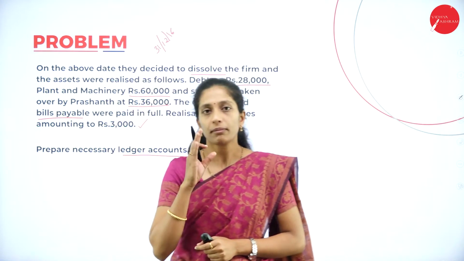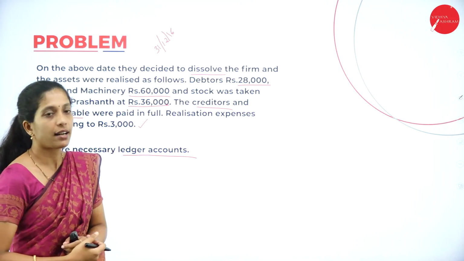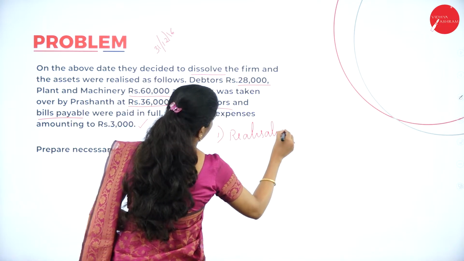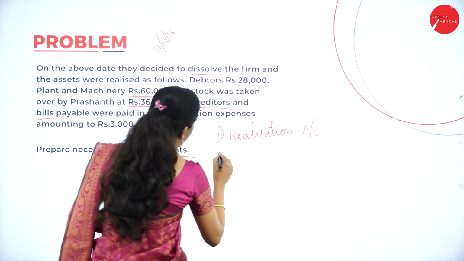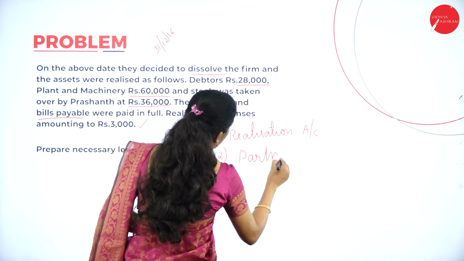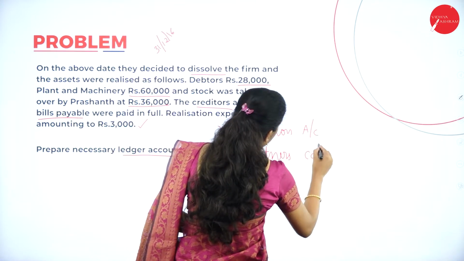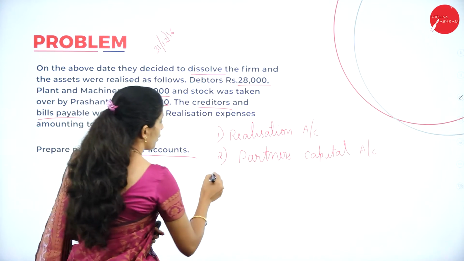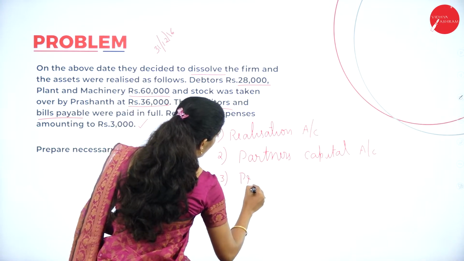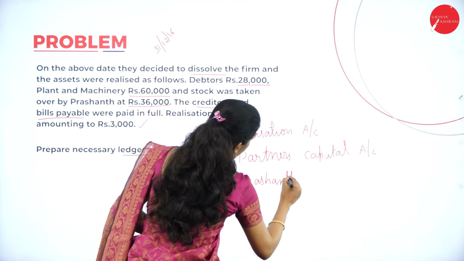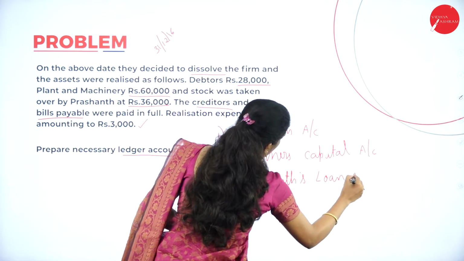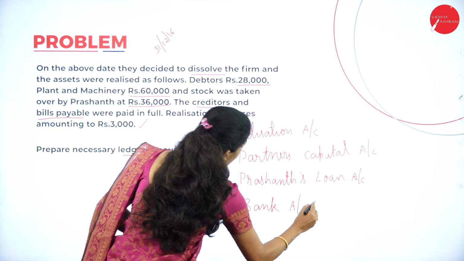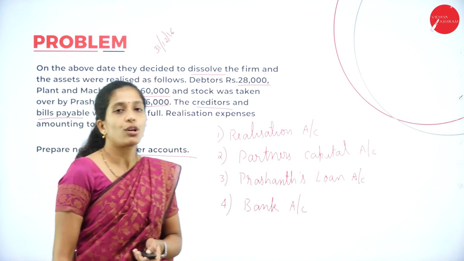Now, what you have to prepare? They have just given that we have to prepare necessary ledger accounts. The first account to be prepared is realization account. Next, we have to prepare partners' capital accounts. And here, a partner has provided a loan, right? Who is that partner? Prashant. So we have to prepare Prashant's loan account, and next we have to prepare bank account. These are the necessary ledger accounts to be prepared during dissolution of a partnership firm.